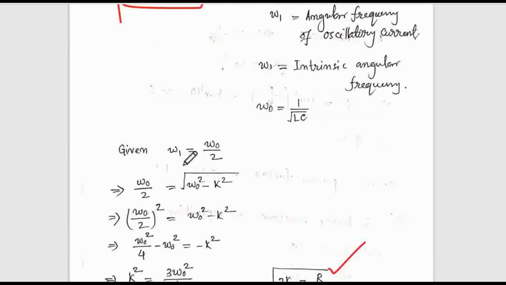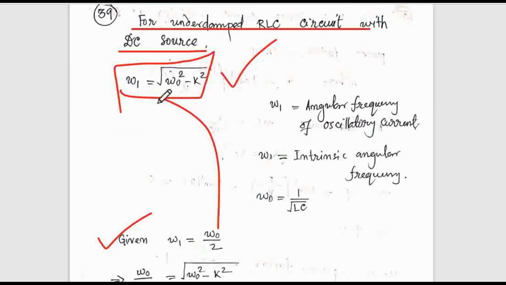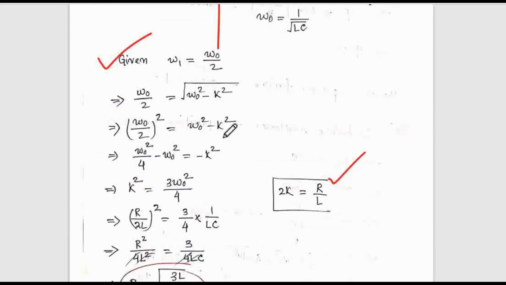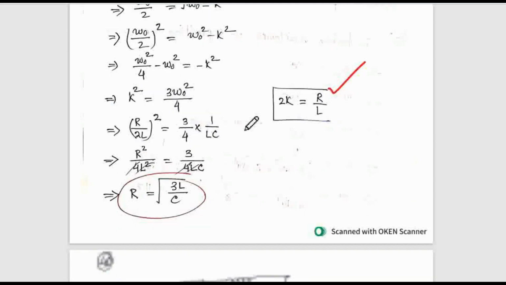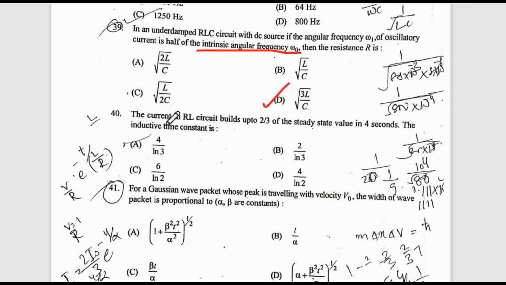The given condition is omega equal to omega naught by 2. If you put those values here, you will get omega naught by 2 equal to this expression, and after solving, you will get R equal to root 3 L by C. This is the correct one. If you see the options, option D is the correct one.